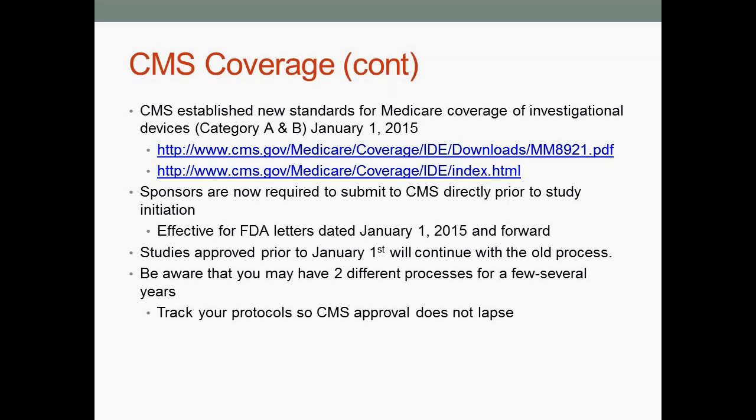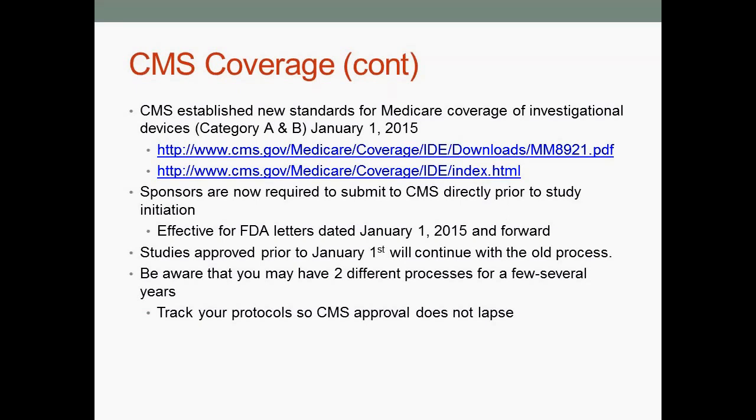I will say we haven't had a study that's fallen under the new process yet. I think last time I looked on the website, there were maybe only 6 or 7 studies that have fallen under the new process. One thing you need to be aware of, though, is that for a while you might be running 2 processes. CMS is going to grant approval to sponsors, but then we also have to maintain our CMS approval for studies that are already in process.